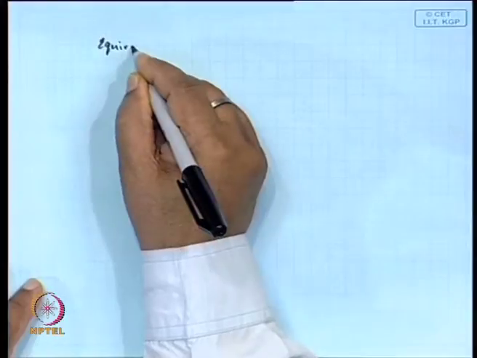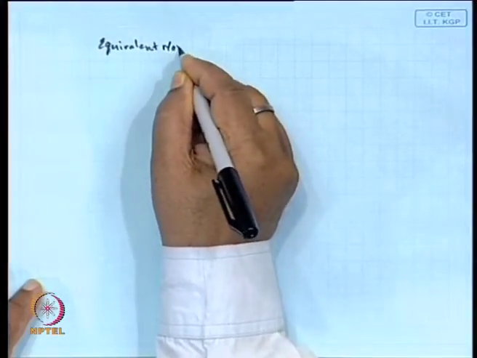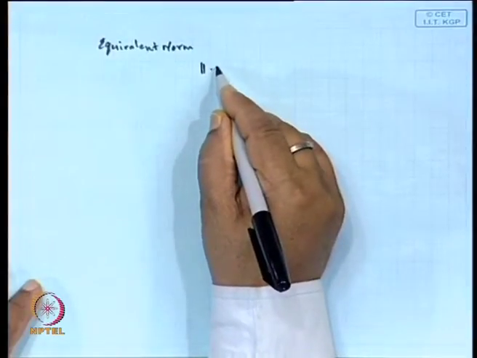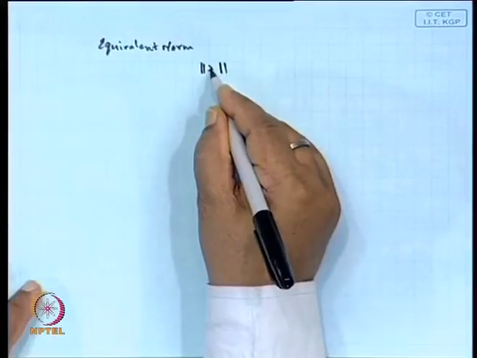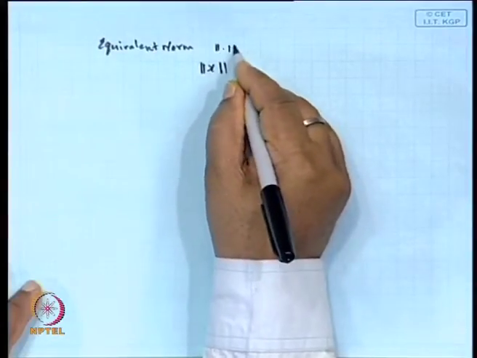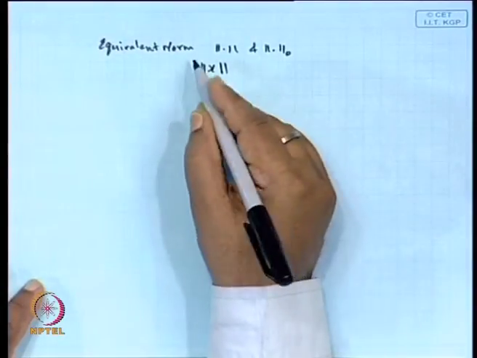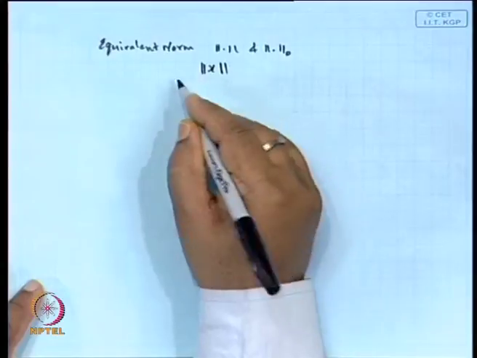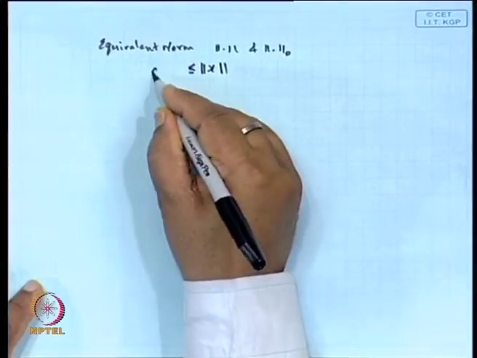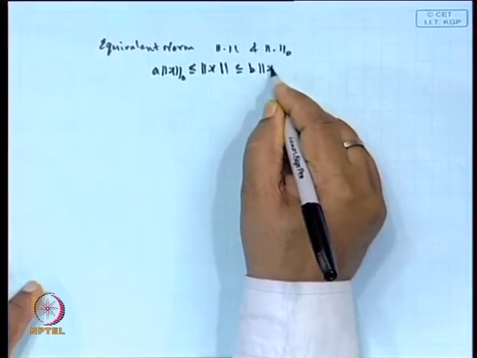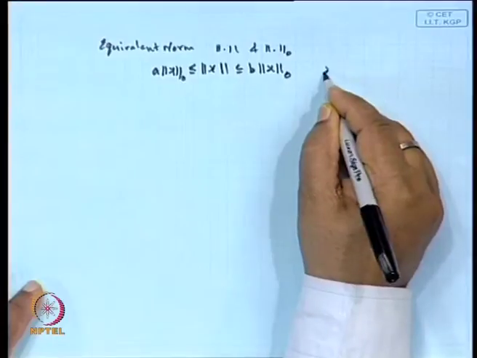In the last lecture, we introduced the concept of equivalent norms, which is defined as follows. We say the two norms, norm and norm 0, are said to be equivalent if there exist real numbers a and b such that this condition holds for all x belonging to the normed space X.